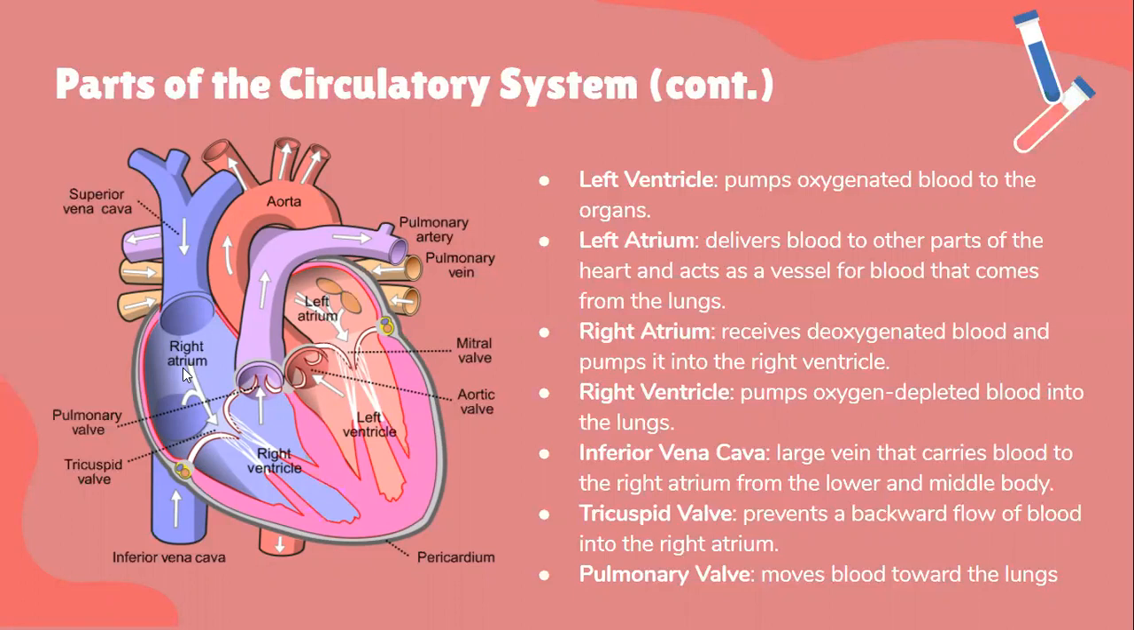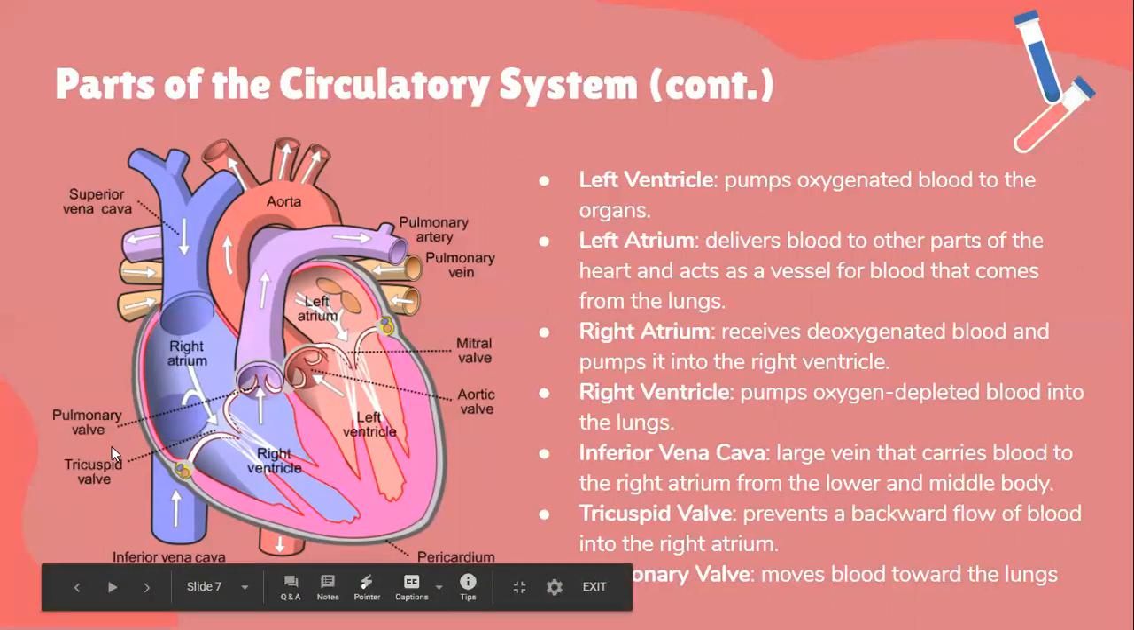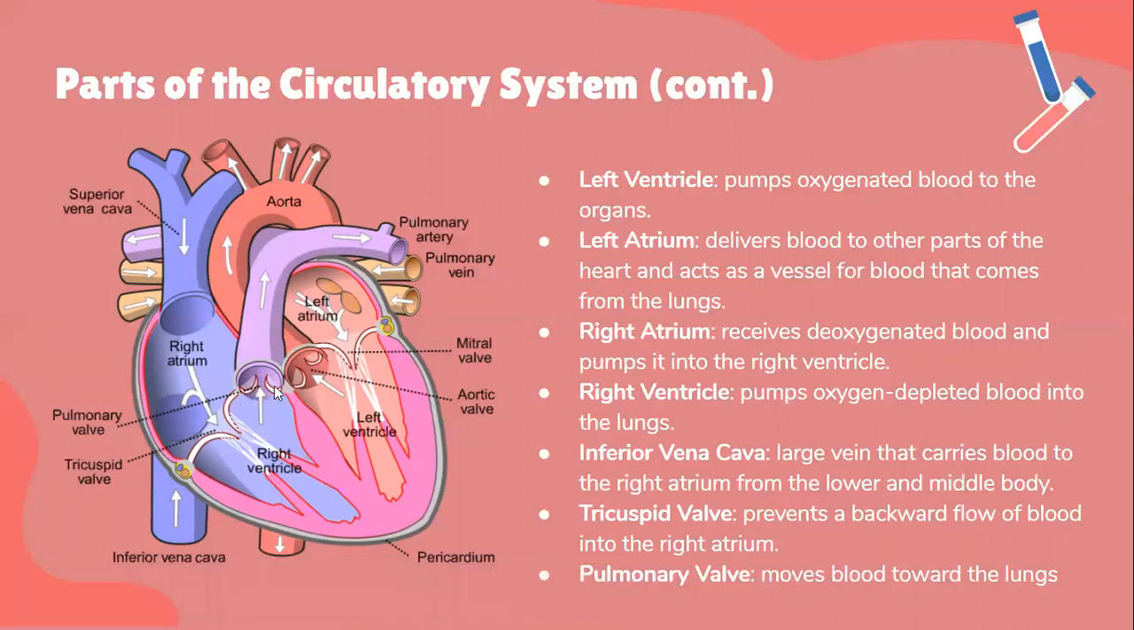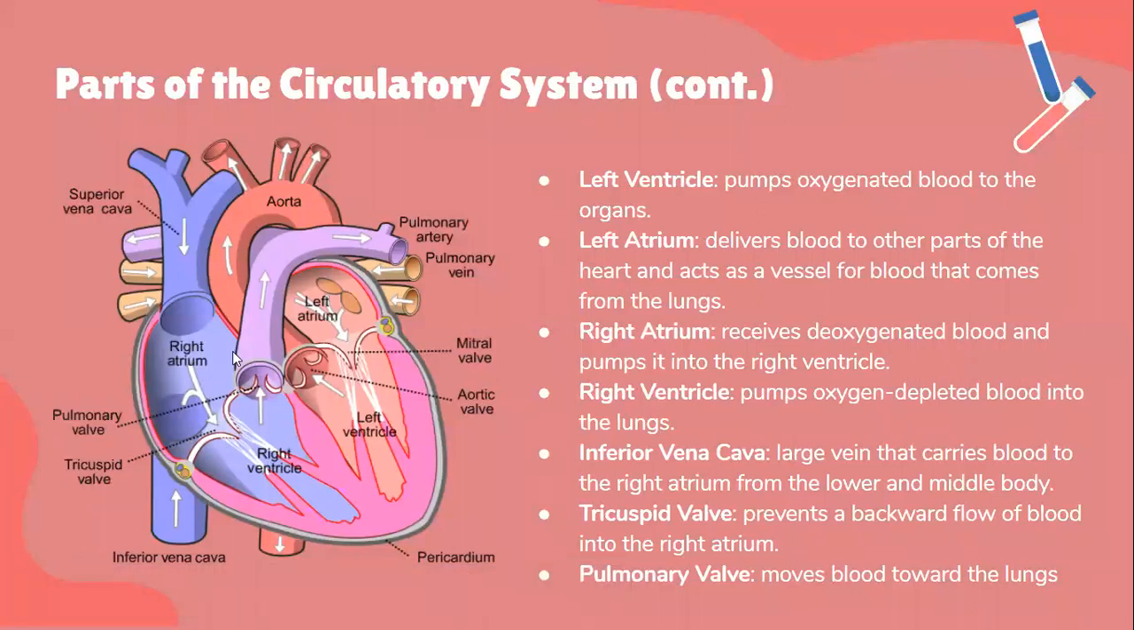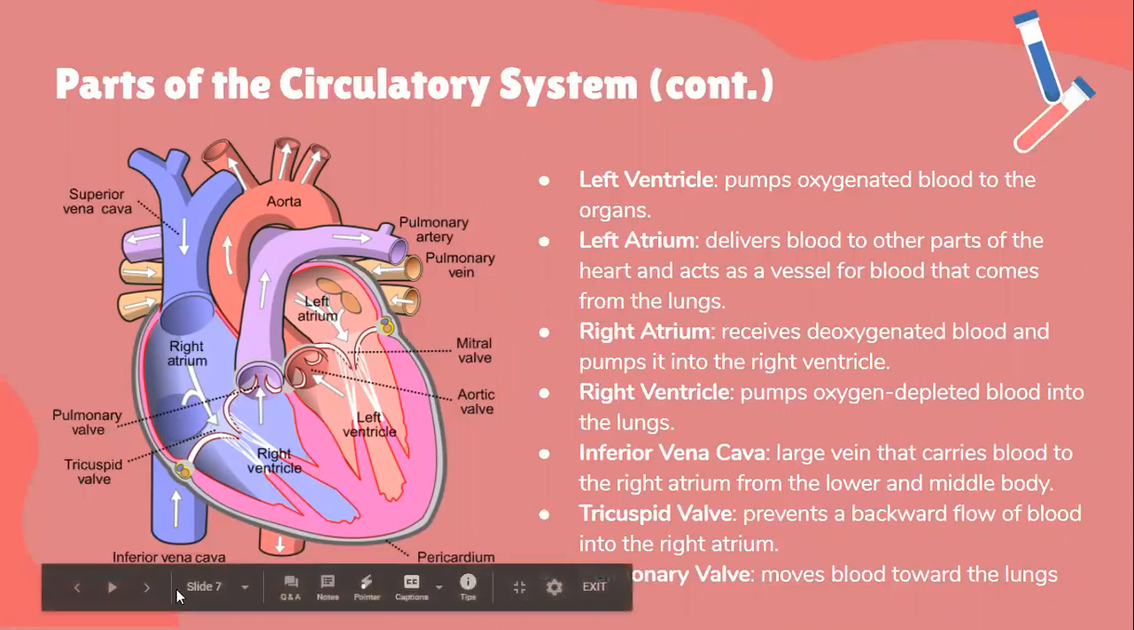Then we've got the pulmonary valve, which moves blood towards the lungs. Pulmonary valve is labeled here. Yes, it is. It's this one. It's the opposite of the aortic valve, I guess. It's right next to it. Remember that the tricuspid and pulmonary valves are in the right side of the heart, and they're right next to each other. And this moves blood towards the lungs because it goes up into the pulmonary artery, which leads to the lungs. So that's all the parts of the heart for you.